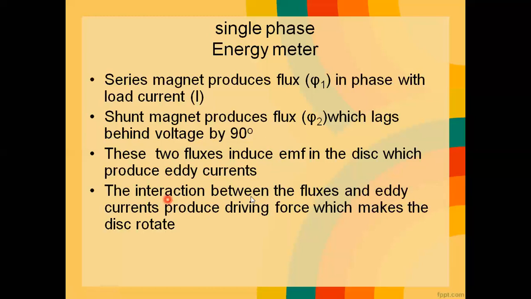Now there is interaction between flux phi1 and eddy current produced because of phi2, which is I2. Similarly, flux phi2 and eddy current produced because of phi1, which is I1. So because of the interaction of phi1 I2 and phi2 I1, there will be a driving force produced which makes the disc rotate.